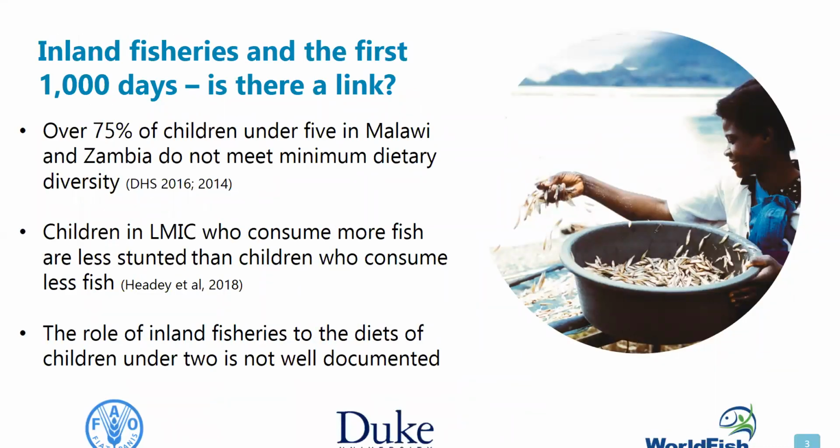However, the link between inland fisheries and the first 1,000 days is not well known. We do know that in sub-Saharan Africa, in particular in Malawi and Zambia, children have low quality diets and do not meet the minimum dietary diversity. However, children in low and middle income countries who consume more fish are less stunted than children who consume less fish. Thus, fish is likely an important resource to these children. And it's important to document both the role of the diet currently and how fish can be leveraged.